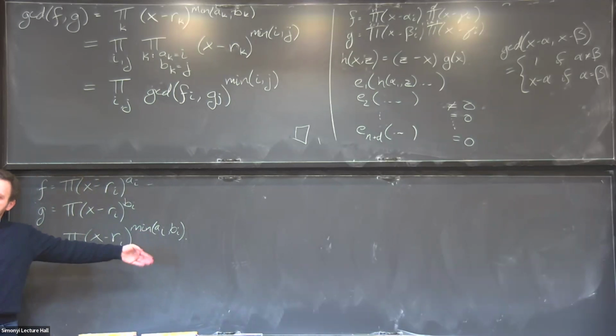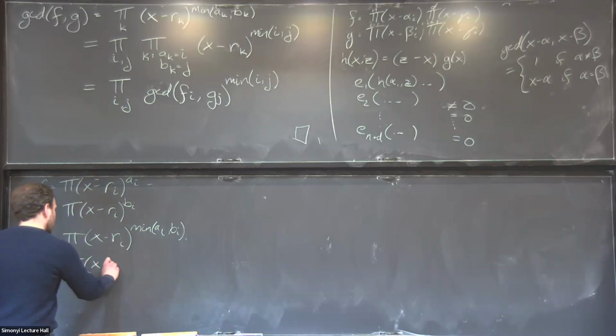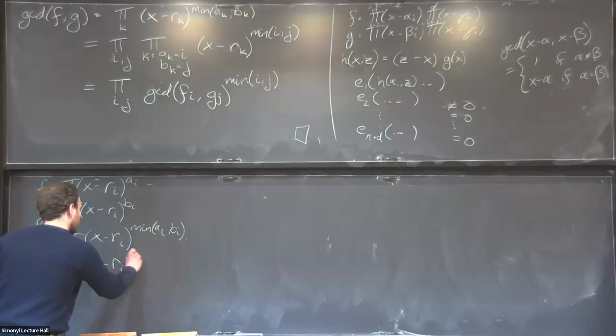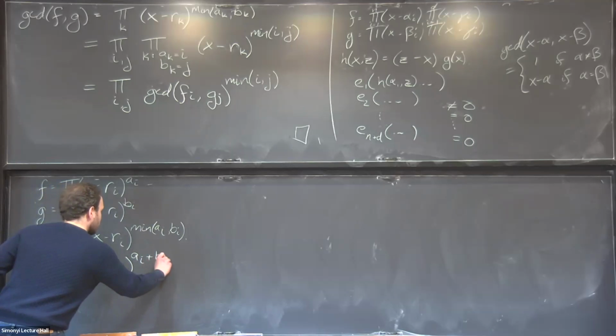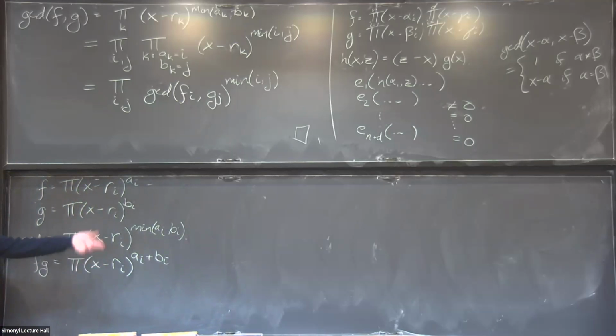Right? The LCM would be something like the maximum. The product would be taking sums, right? So you could have F times G. This is (X minus Ri) to the ai plus bi. Right? You can certainly add these. What else can you do?